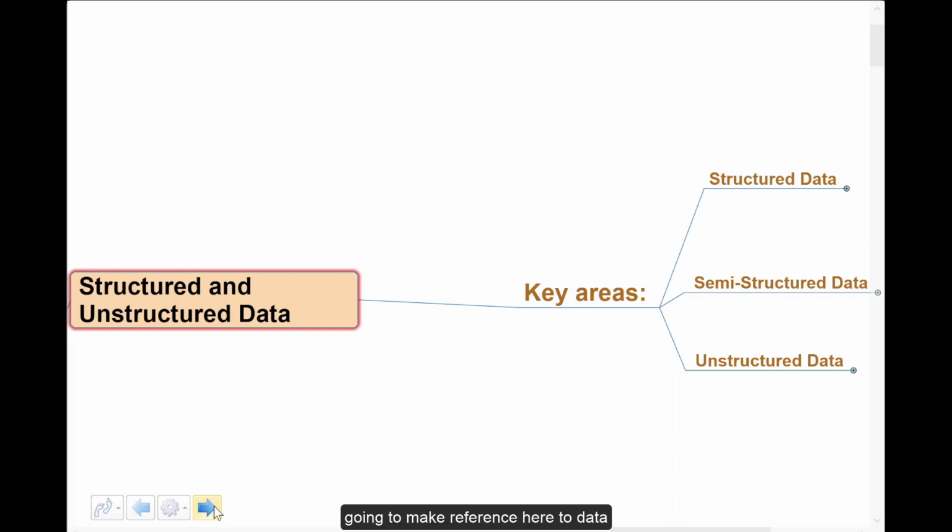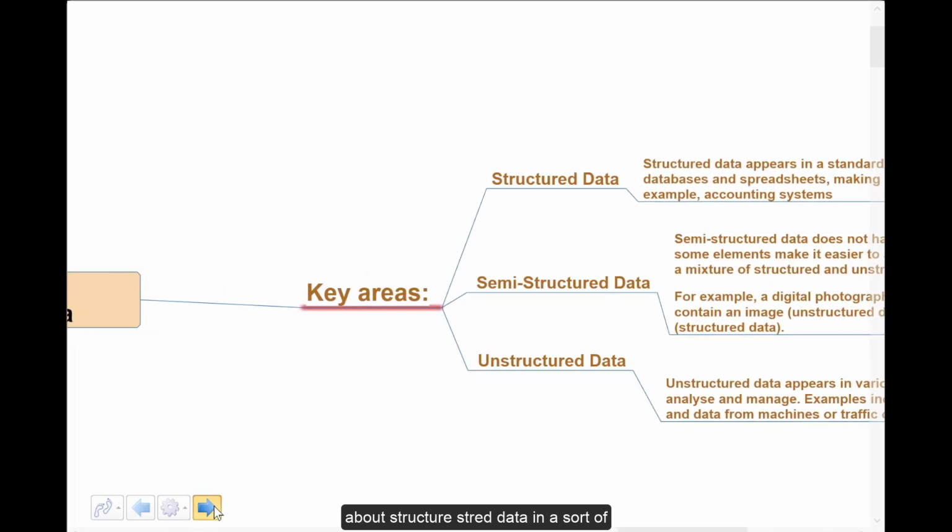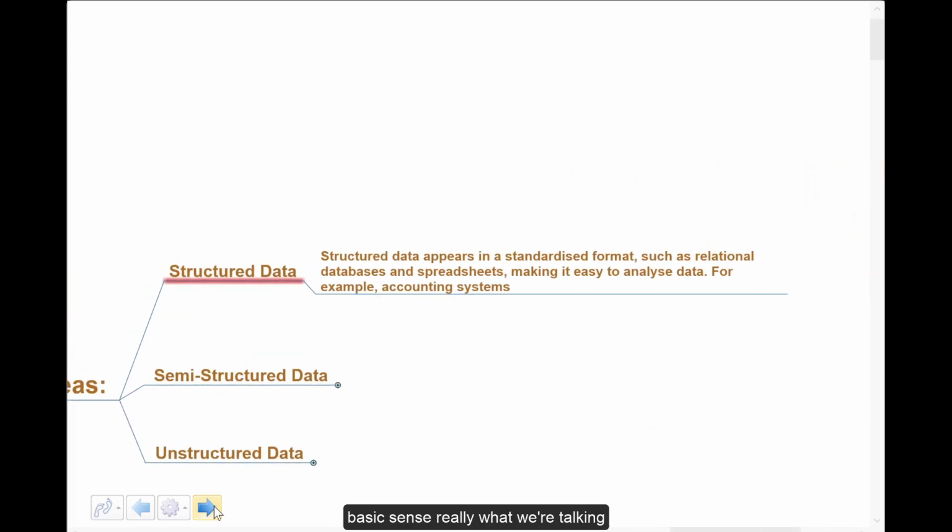Now I'm going to make reference here to data analytics and indeed big data in a moment, but in essence, when we think about structured data in a basic sense, really what we're talking about is data in a standardized format. Relational databases, spreadsheets, etc. So, for example, if you're working in finance or accounting, an accounting system would in effect house structured data, whether that relates to sales, purchases, bank transactions, etc.